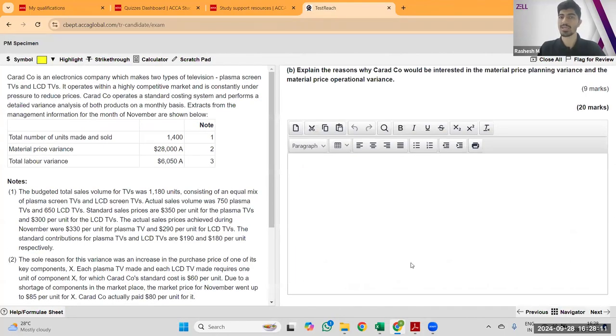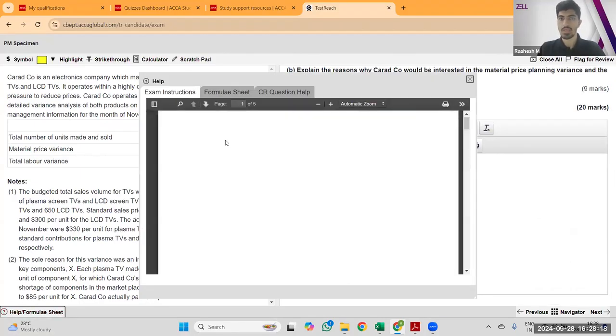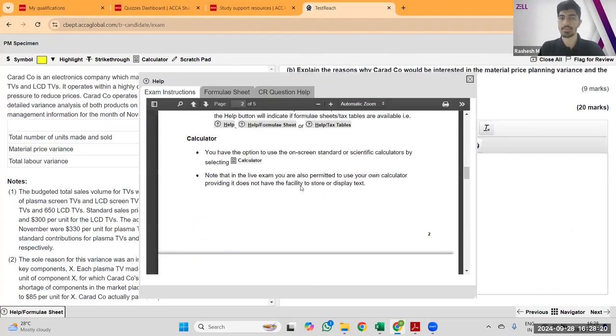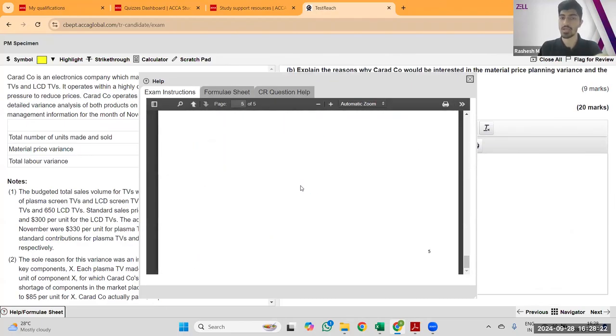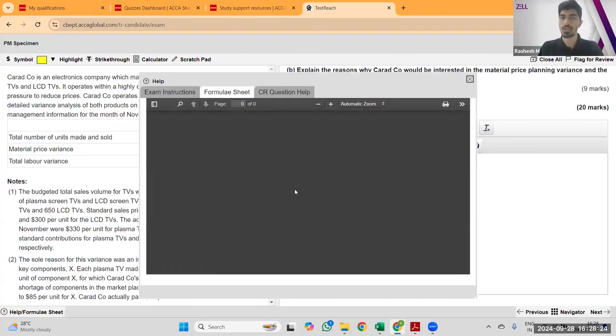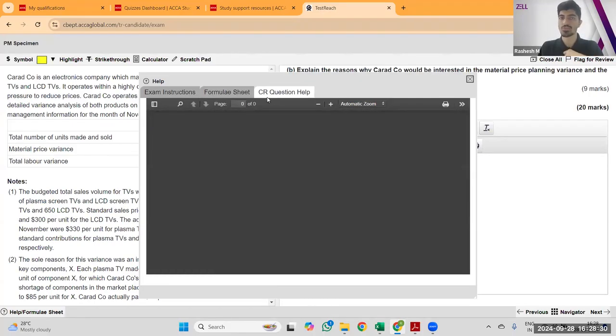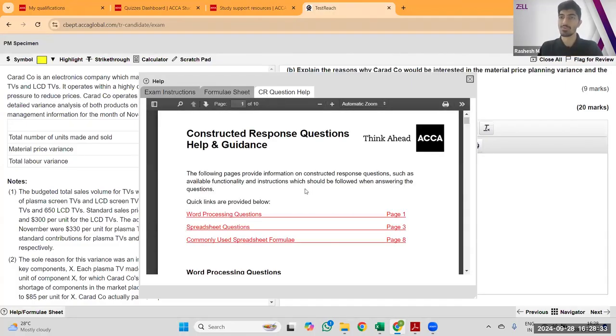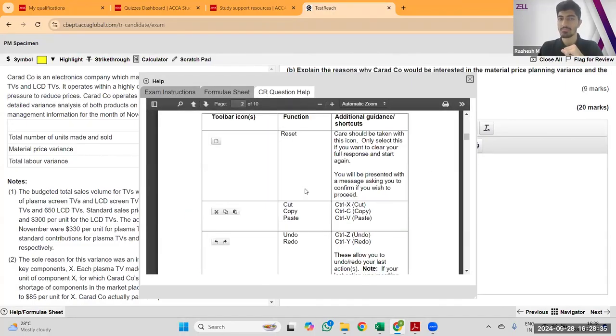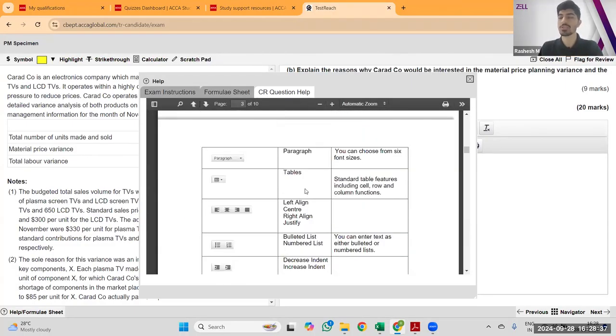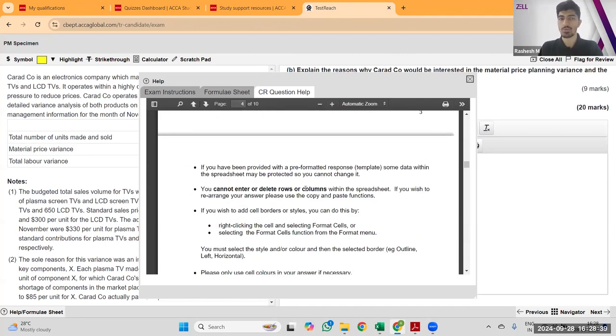Here you can see how the word processor looks too. And if you look at the bottom left, there's a formula sheet. There are exam instructions here. Again, what you see at the very start is available here. There's a formula sheet available here, which has all the formulas that are provided to you in the exam. And there's a constructed response question help. Now, this is what I meant last time. They tell you all the features that are available.